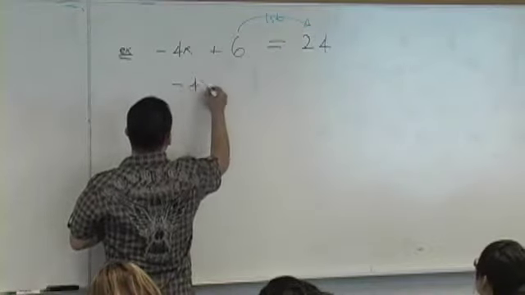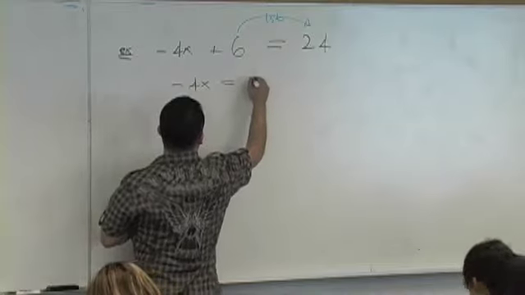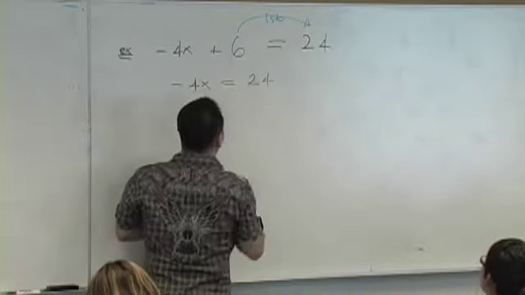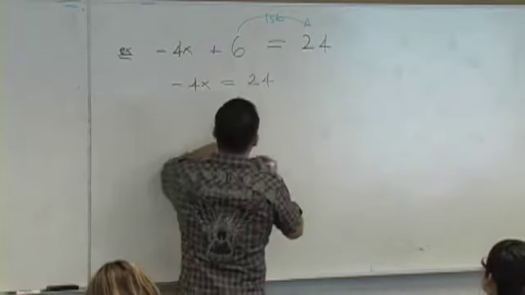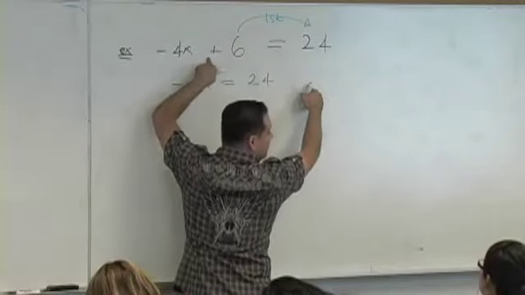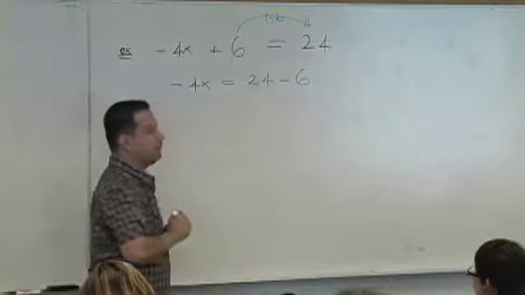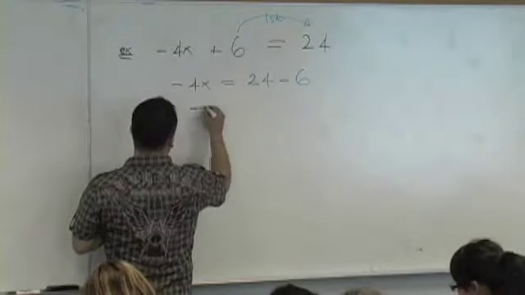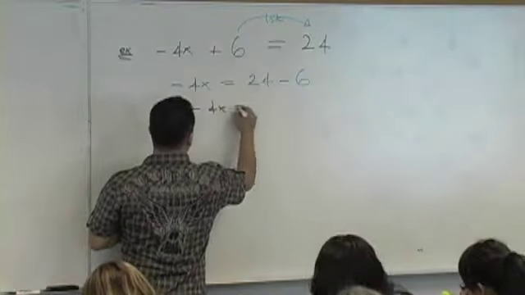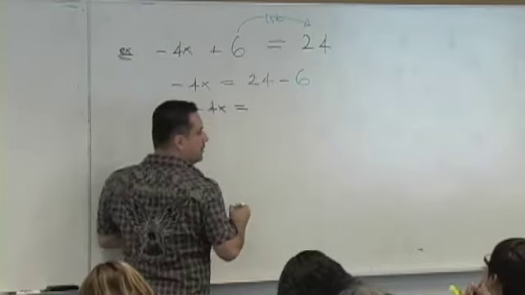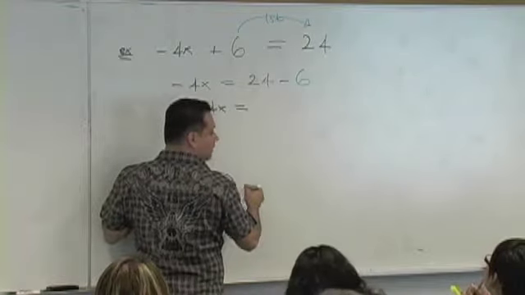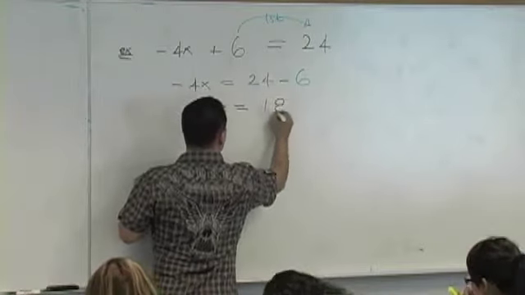Well, what you get on the left is negative 4x, right? On the right is 24. We didn't move it. So 6 is now on the right, but what's its sign? Negative. Negative 6. And then you have negative 4x equals, what's 24 minus 6? What is it? 18. It's 18.